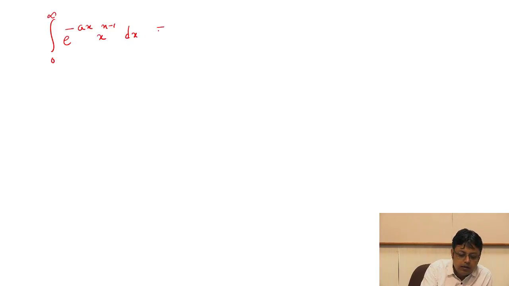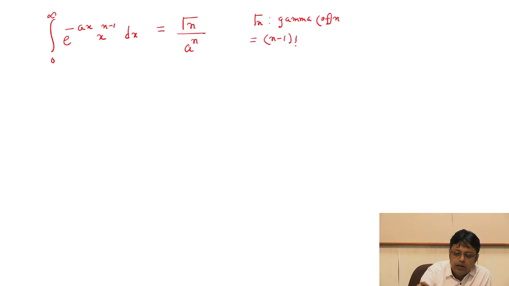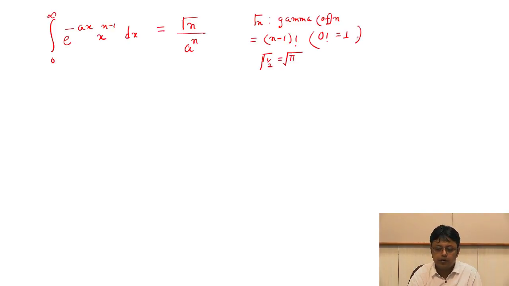That is a special function, known as the gamma function. We write it like this, and the value of the integral will be gamma n by a to the power n, where gamma n is nothing but n minus 1 factorial. And if you by chance get gamma half, that will be nothing but root pi. Remember that 0 factorial is 1. I hope you know what factorials are.